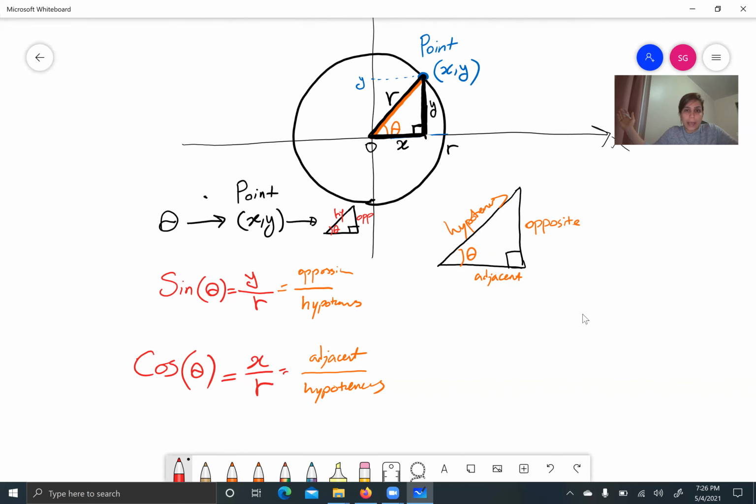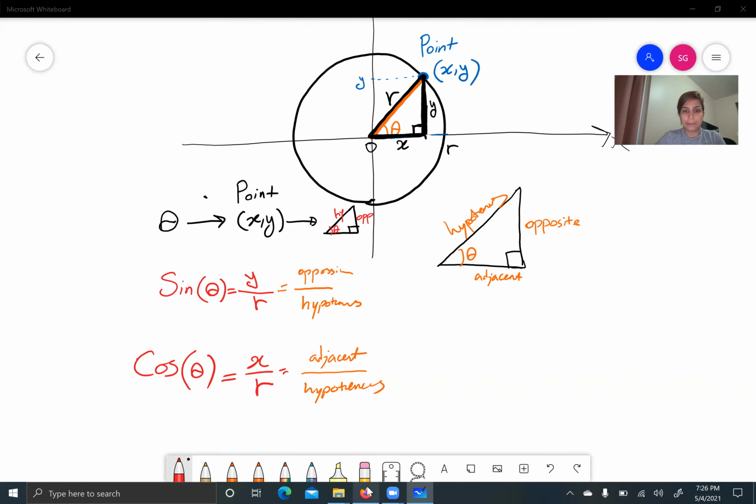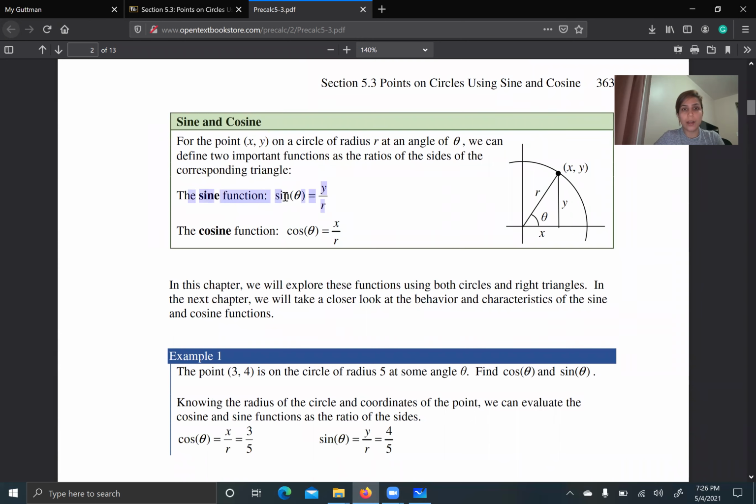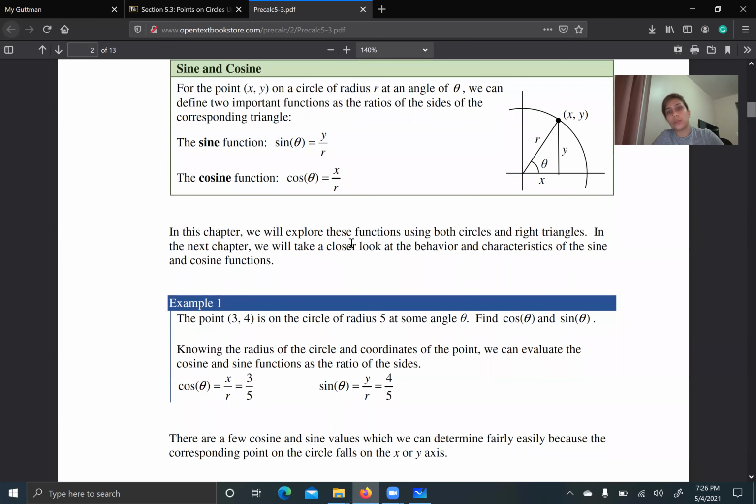So anytime you have the circle, if you're given an angle, you can draw the circle, draw the angle, draw the right triangle, calculate these ratios. You have the sine and cosine of that angle. And here is the formal definition. So the sine function, as you can see in this picture as well, is the ratio of y over r. So it's y over radius, and cosine is x over radius. Or you can alternatively say sine is the ratio of opposite over hypotenuse, and cosine is adjacent over hypotenuse.